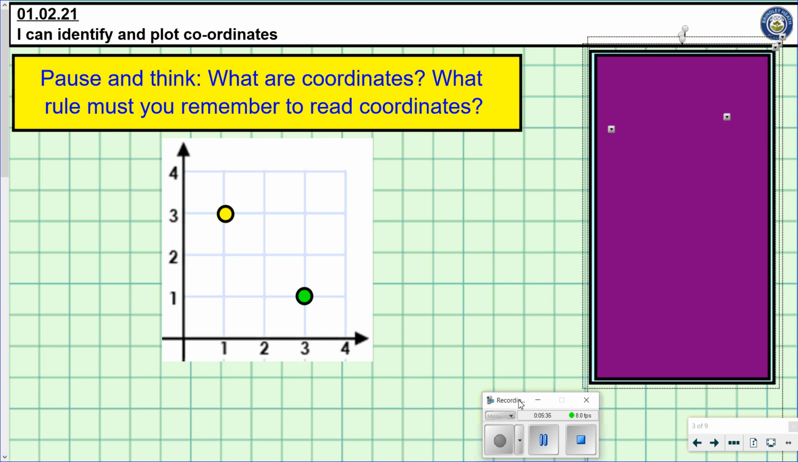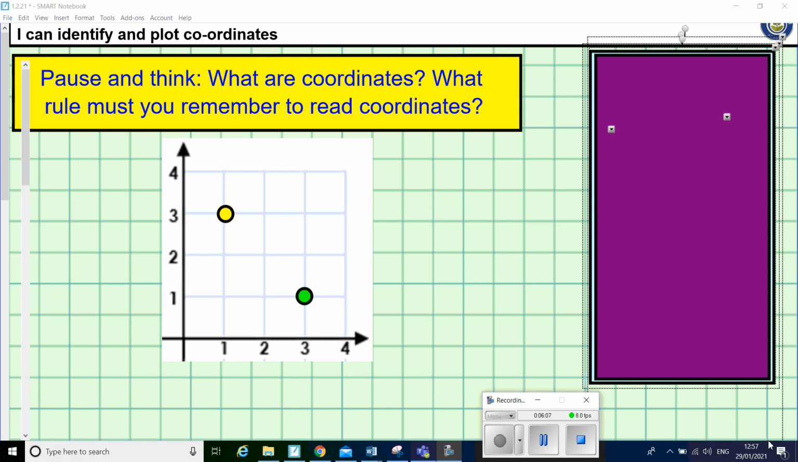Okay, hopefully you've had a bit of thinking time. Coordinates then show the position of something, and you often use them on a grid. You might use them if you've ever played the game Battleships, or if you're reading maps, for example. In real life, you might need to use coordinates. So they show you the position of something or the location of something. And then the rule for reading coordinates, I like to use the rule run before you can fly.